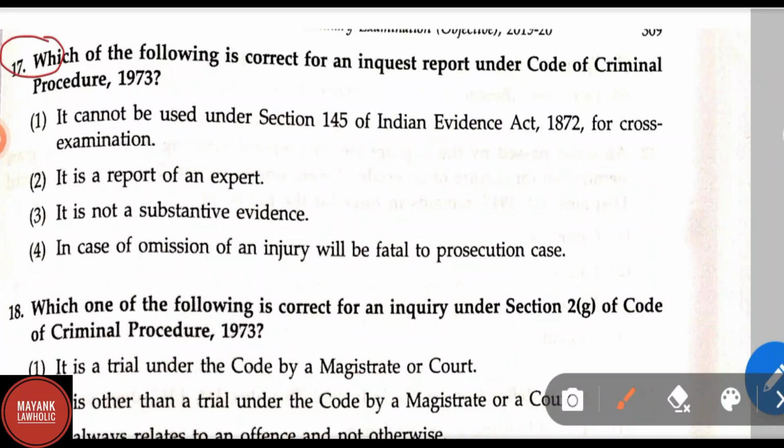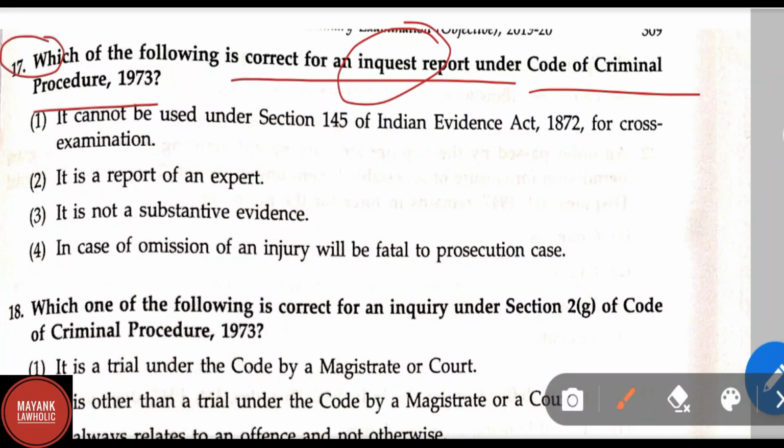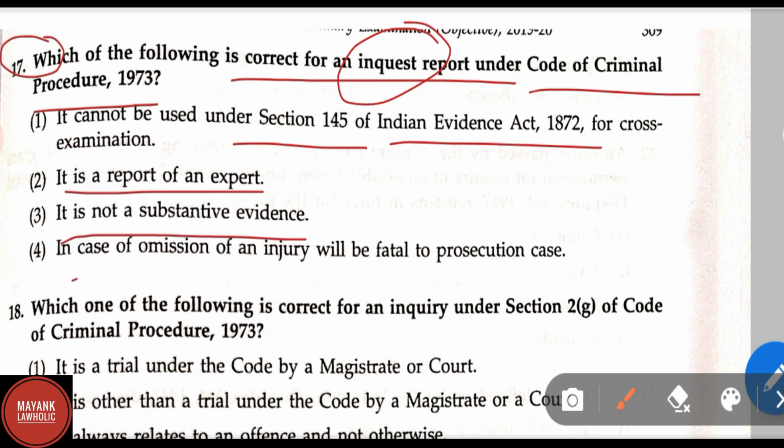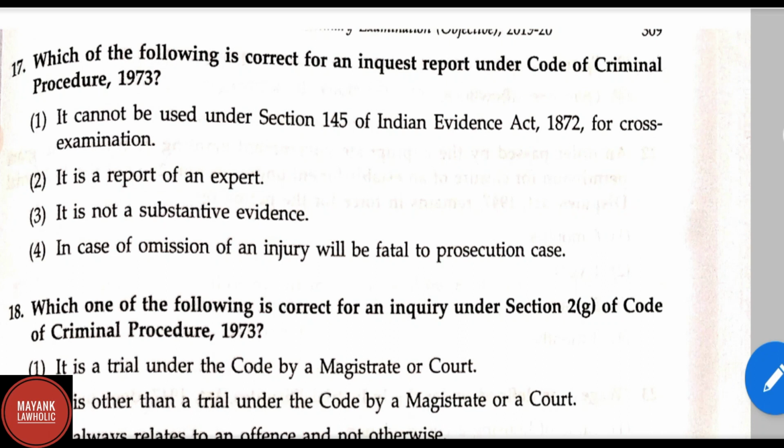Question number 17. Which of the following is correct for an inquest report under the Code of Criminal Procedure 1973? Option 1: cannot be used under section 145 of Indian Evidence Act for cross-examination. Option 2: it is a report of an expert. Option 3: it is not a substantive evidence. Option 4: in case of omission of an inquiry will be fatal to prosecution case. The correct answer for this question is option 3, is not a substantive evidence.